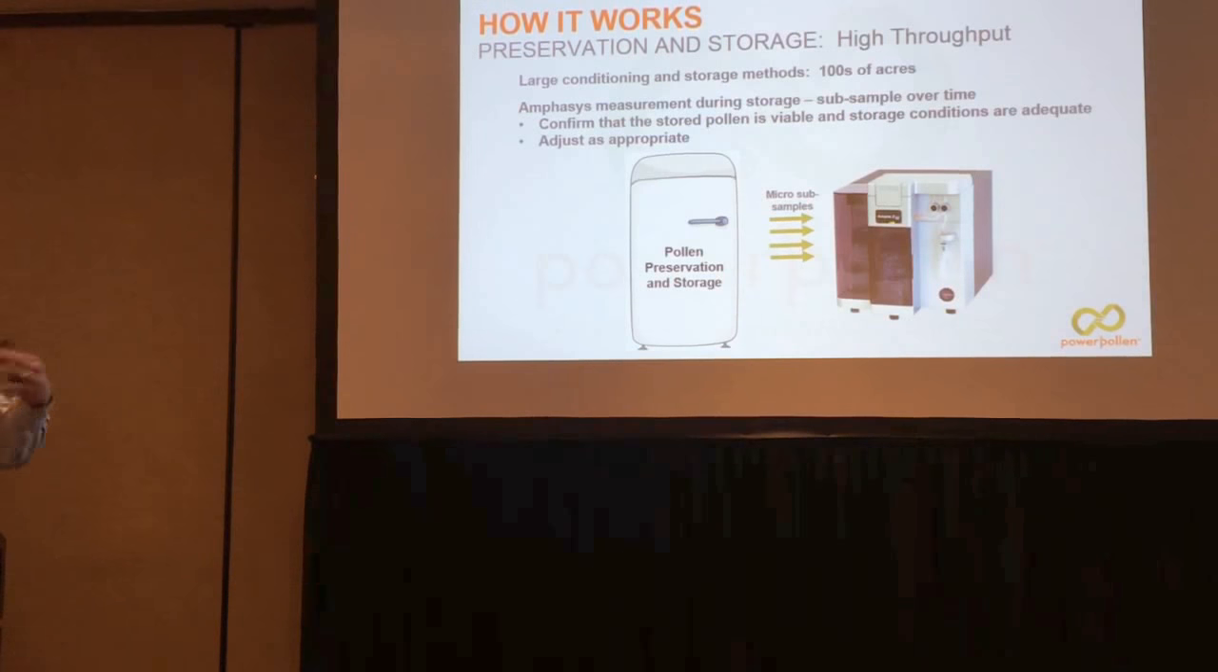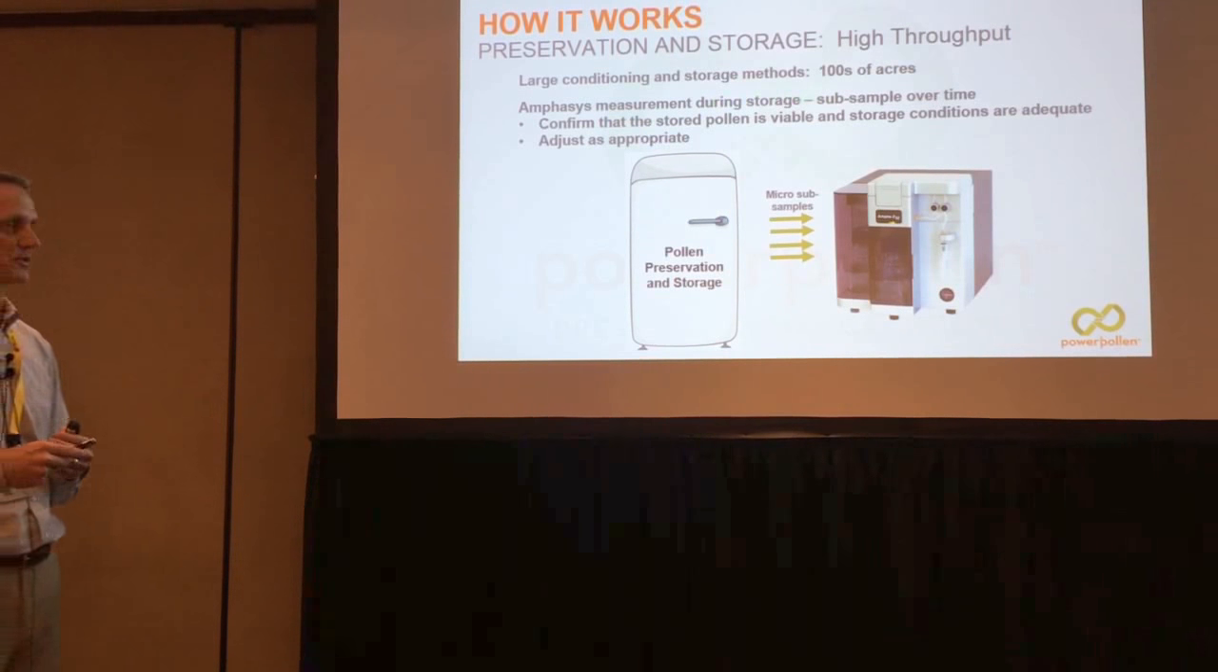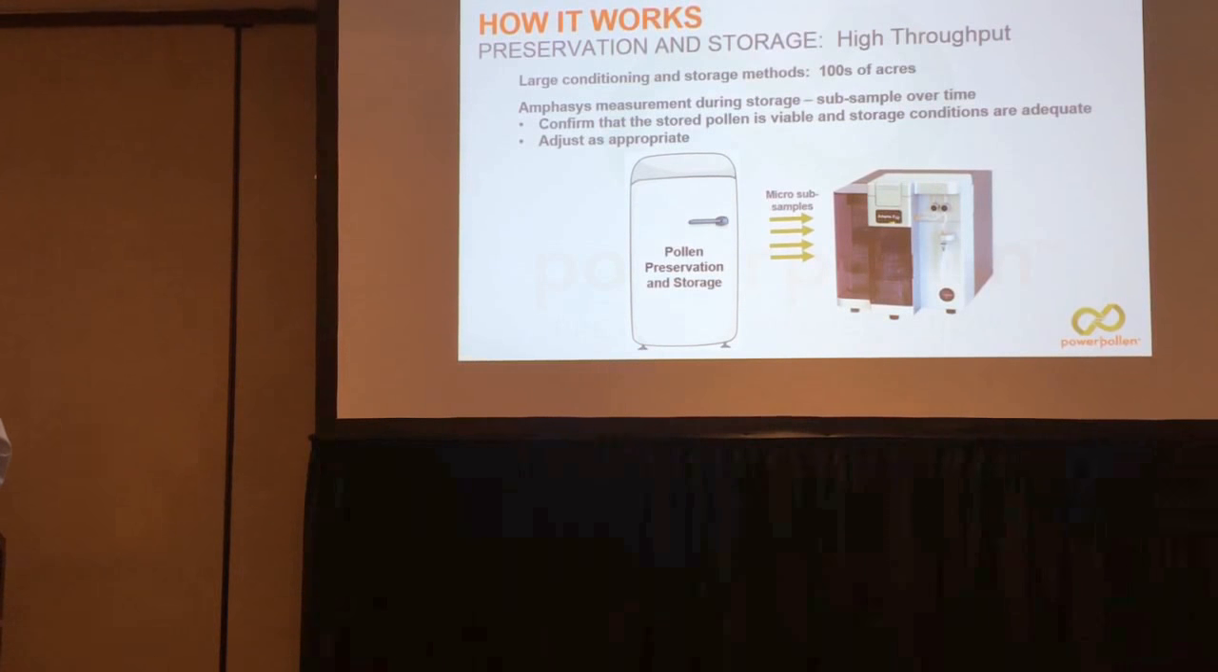And then at mass preservation and storage in the mechanized system, we have large conditioning storage methods which can store enough pollen really for thousands of acres. But for this next year, we're talking about mobile units that store enough pollen for hundreds of acres. And we're looking at applying pollen to about 2,000 acres this next summer.